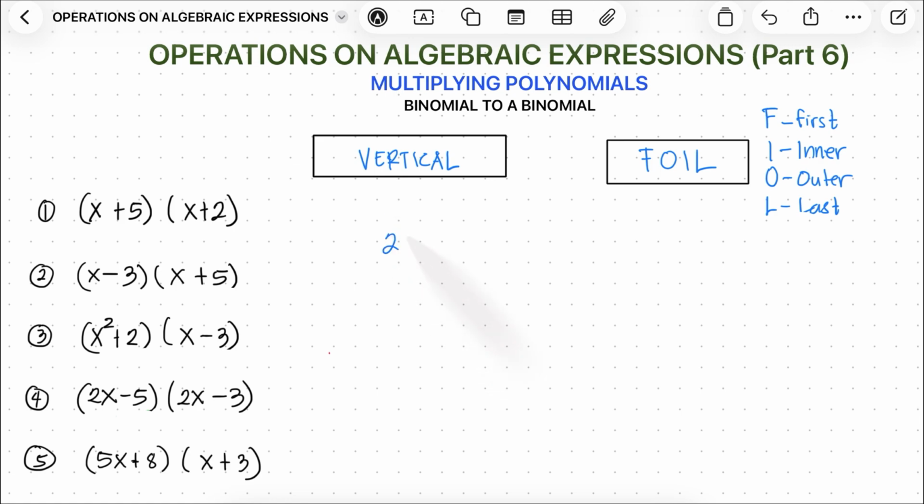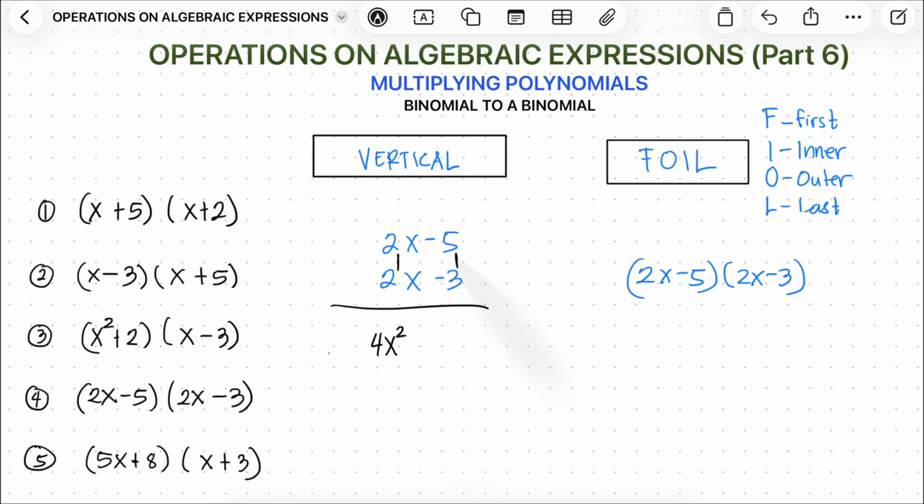Number 4, we have 2x minus 5 times 2x minus 3. So multiply, this gives us 4x squared. Negative 5 times negative 3, that gives us positive 15. And then cross multiply 2x times negative 5, that is negative 10x. And then negative 3 times 2x, that's negative 6x. So combining them together, that's negative 16x.